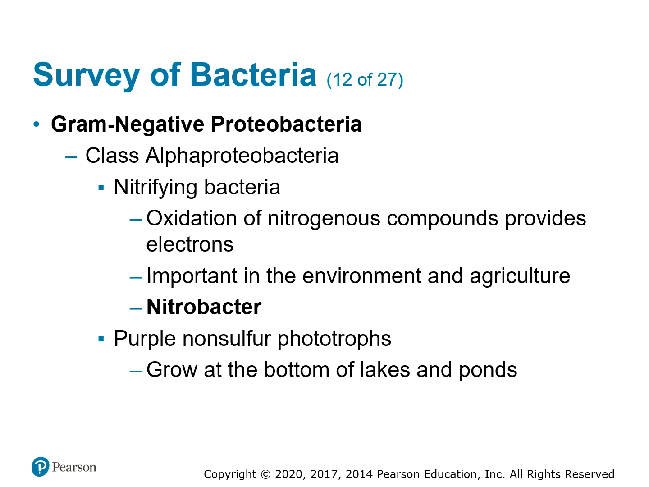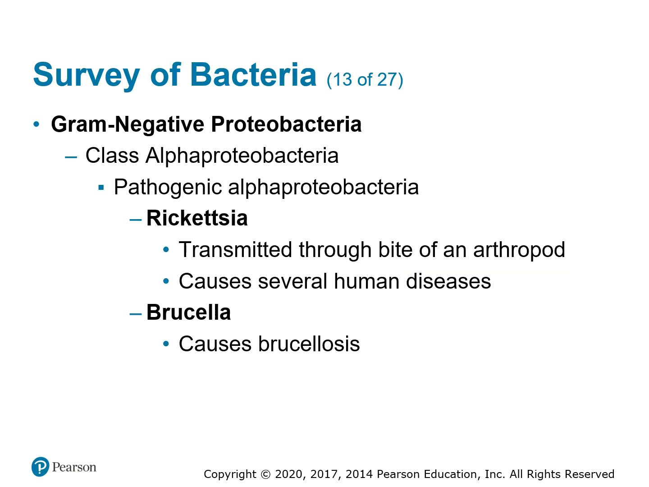So this is important in the environment and in agriculture. The group that we talk about here are called the Nitrobacter. Purple non-sulfur phototrophs, these grow at the bottoms of lakes and ponds. Some more in this particular class, the pathogenic alpha proteobacteria that we would be more interested in.